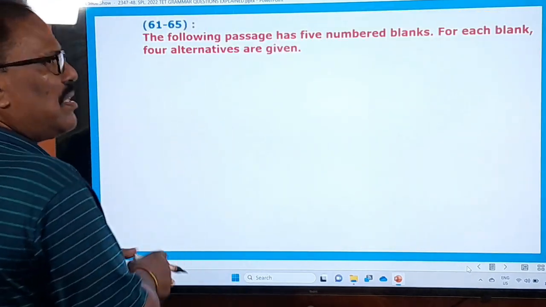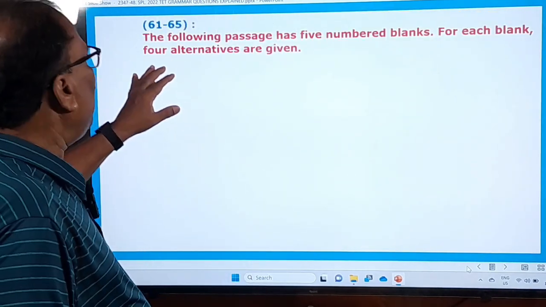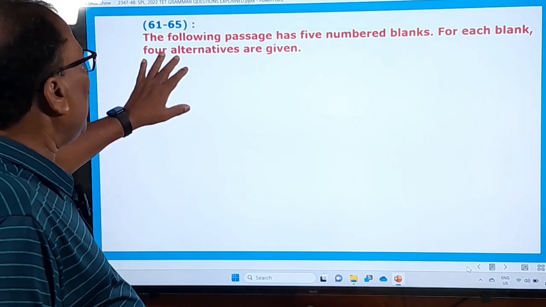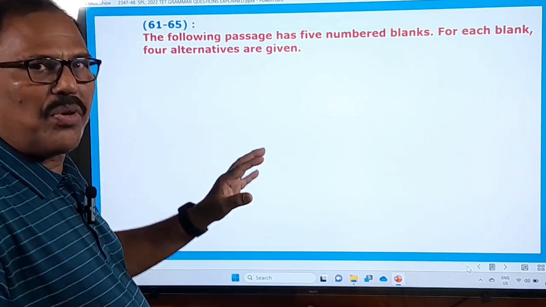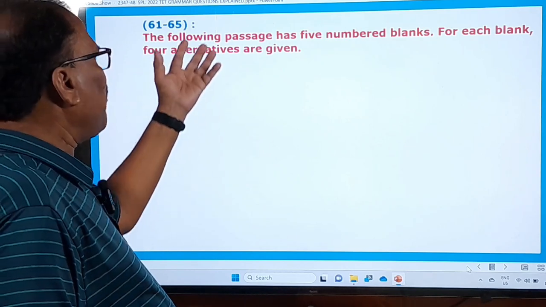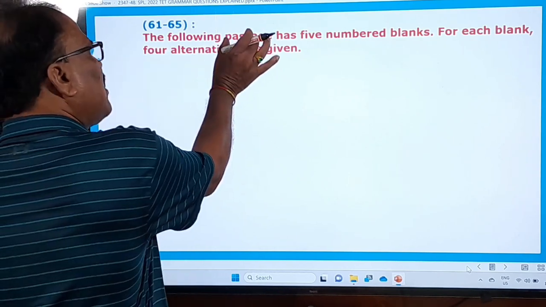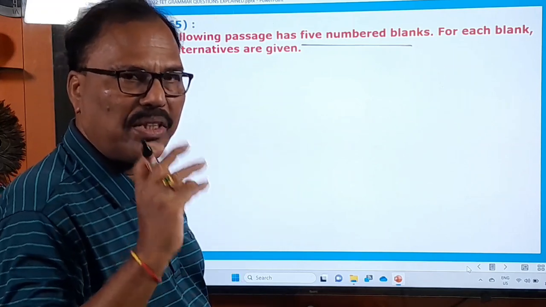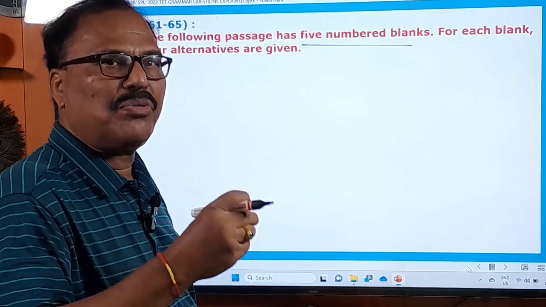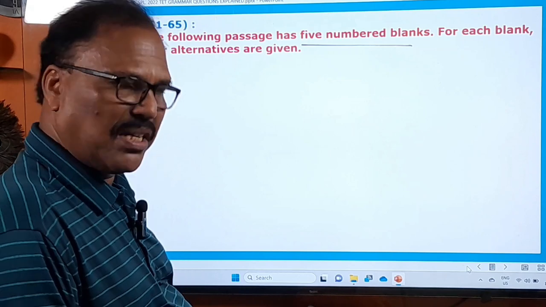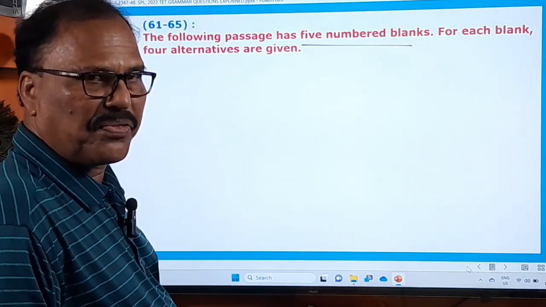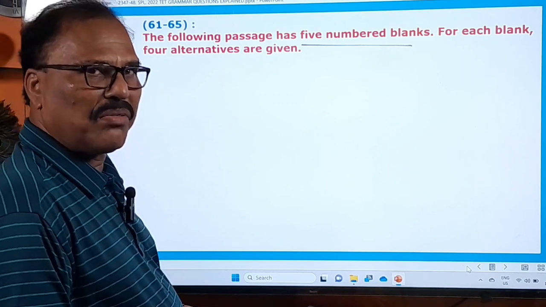The grammar questions in the question paper begin from the 61st question onwards. Here, the very first question is given on a passage. We have to read the passage and answer these questions. For each blank, four alternatives are given and you have to choose one of them as your answer. Let us see the passage first, and afterwards, let us solve the questions.